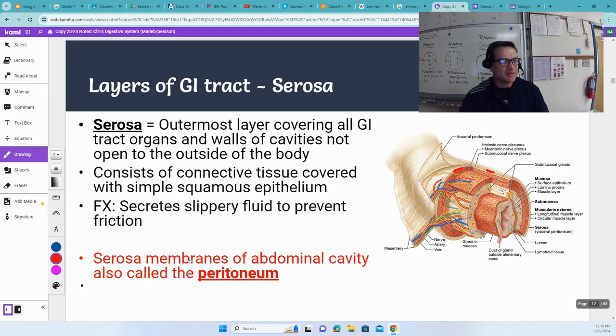And its function, remember, this is also the visceral peritoneum. Remember, outside of that, you're going to have the parietal peritoneum. And in between that, you have the peritoneal space. And in that space, these epithelial cells are going to release serous fluid, which is a slippery fluid that helps prevent friction between your abdominal organs.